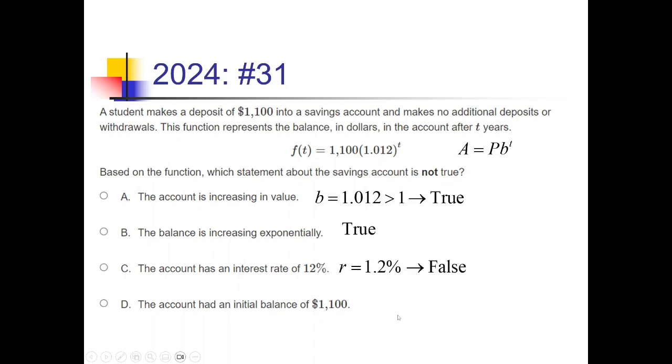And just to make sure we didn't leave anything out, account had an initial balance of 1,100. That is going to be this p value or a value, whatever you're calling it, out front here. So that is a true statement. Okay. So then, based on all this, we can say that C is the only one that's false.